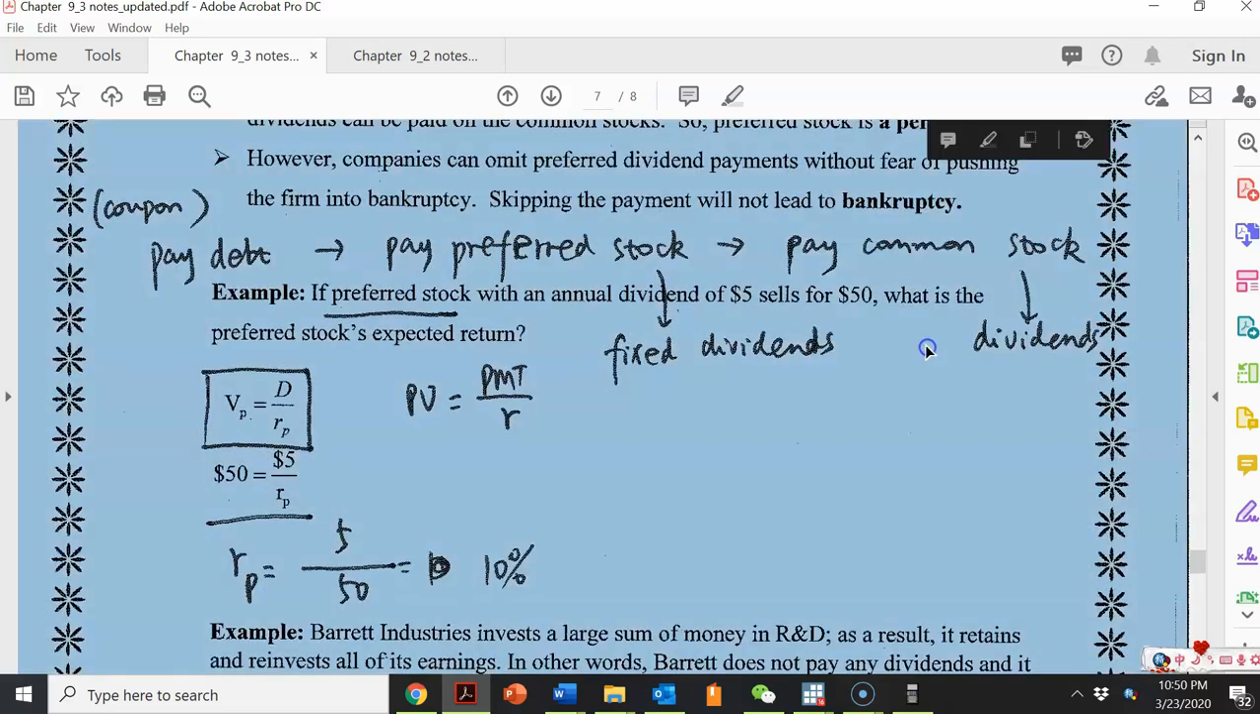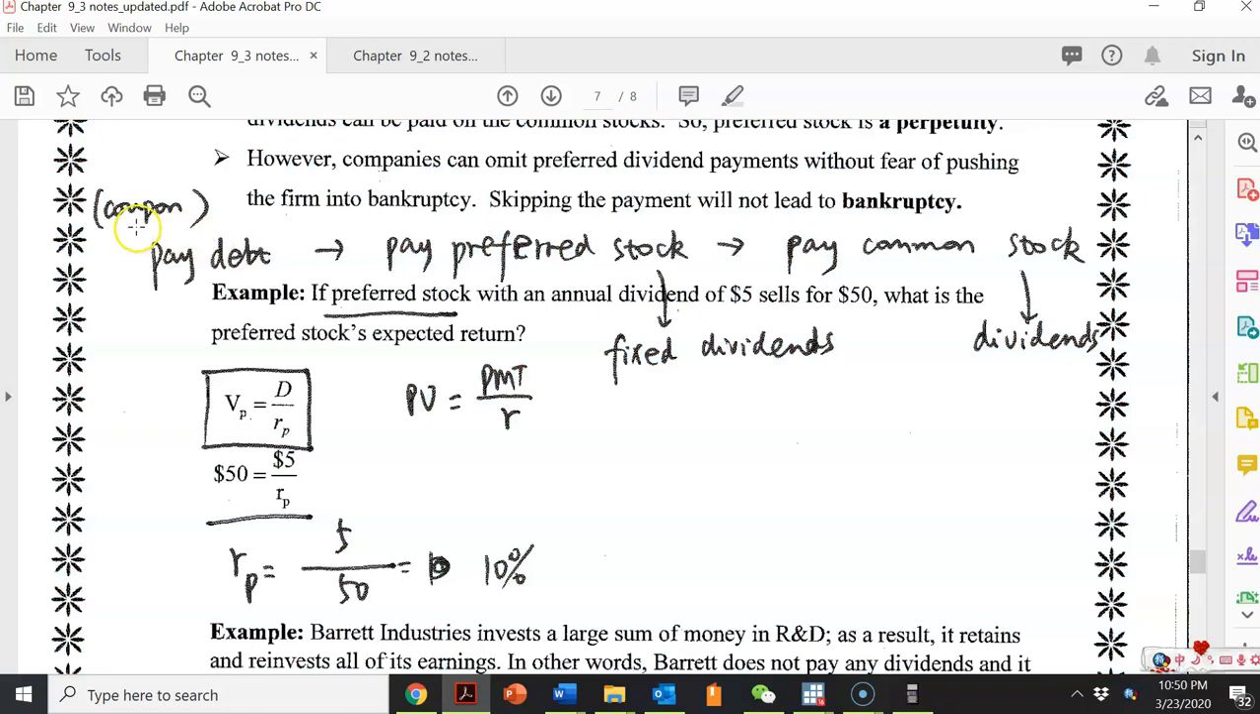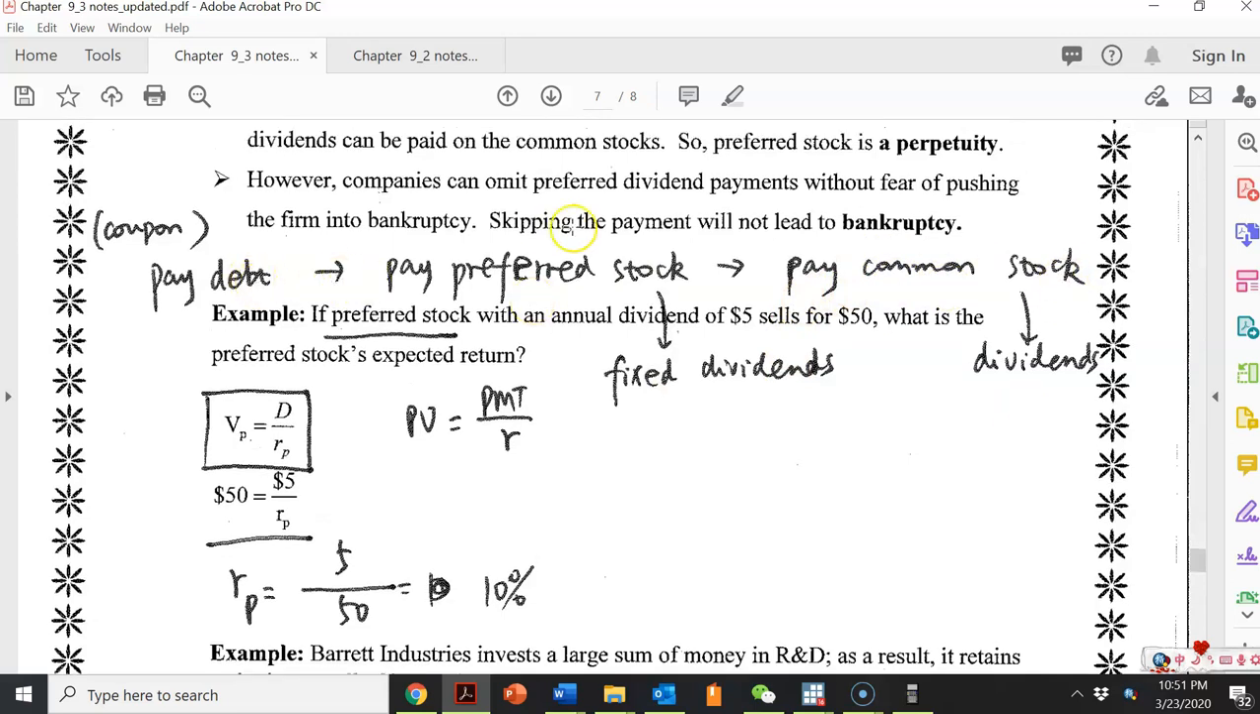Okay, so this is the order. The firm usually pays debt first, and then it pays preferred stock next at fixed dividends. Finally, the firm would pay common stock dividends. So debt is safest, preferred stock is in between, and common stock is the riskiest.